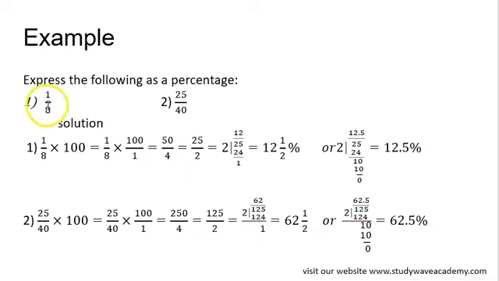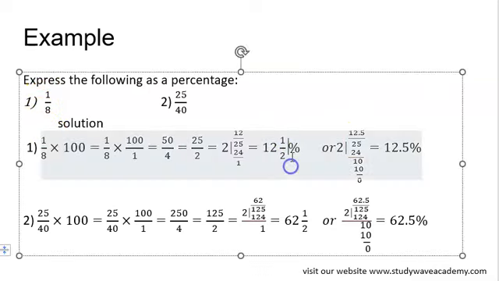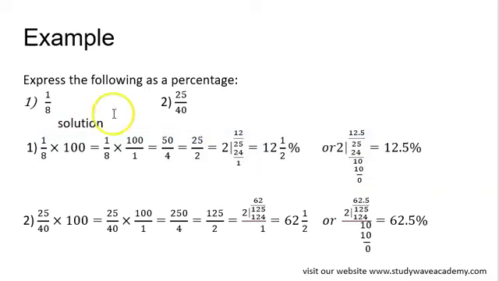So in 1 over 8, when we're turning it into a percentage, the answer is either a mixed fraction, which is 12 1 over 2%, or it is in decimal form, which is 12.5%. Did we understand that?